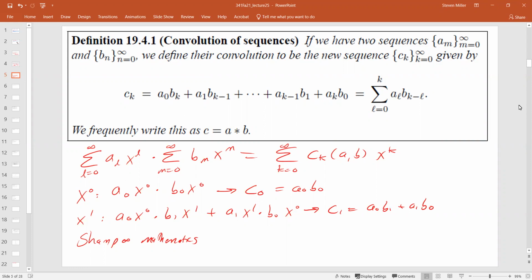So what this is telling us is if we take the product of two sequences, the product is going to be a new sequence, and it's going to be arising from the convolution. So this is probably going to tell us that generating functions behave nicely under products.